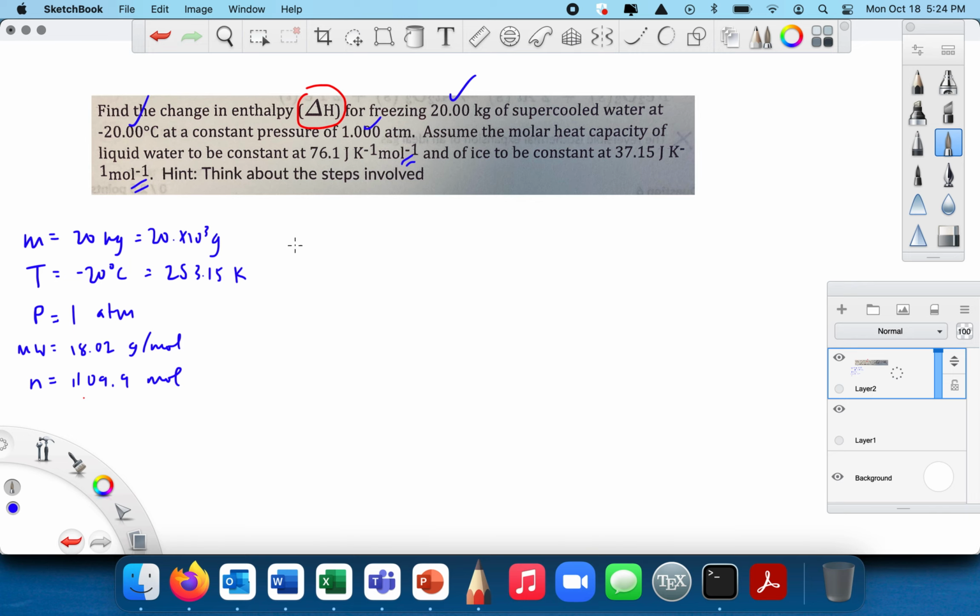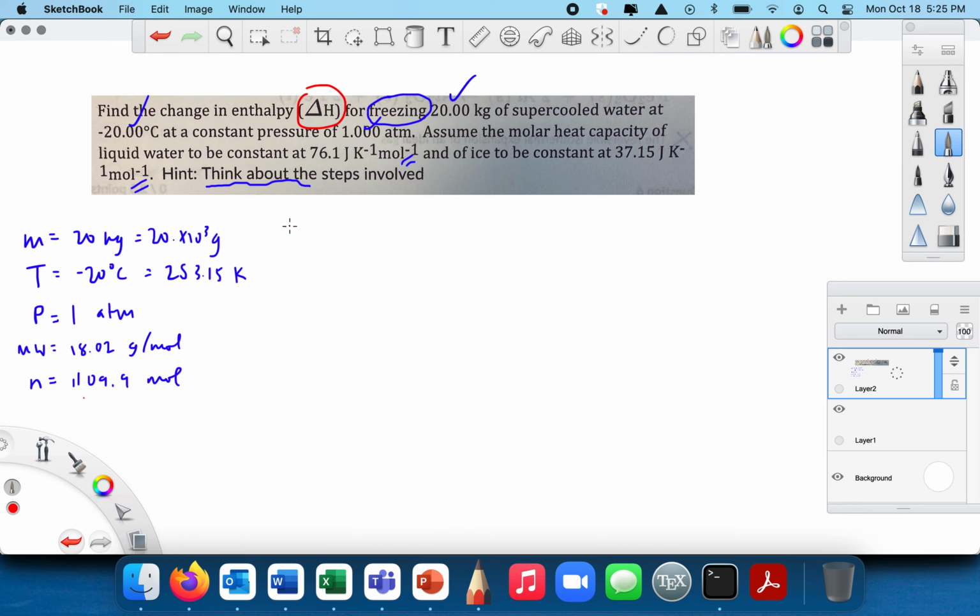Okay. Now what I've got to do is find out what's the freezing of that. So there's a nice hint here in this question, and that is I'm given some molar heat capacities, and I'm given this. This is kind of a nice hint. Think about the steps involved. Okay, so the first thing I'm going to do is think about the steps involved.